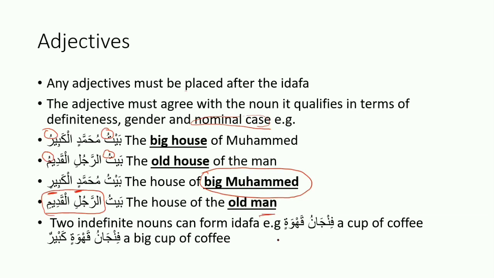Two indefinite nouns can also form an idafa. For example, Finjanu Qahwatin, a cup of coffee. And as you notice, again, there's no tanween. And Qahwatin is genitive because it's mudaf ilayhi, a cup of coffee.